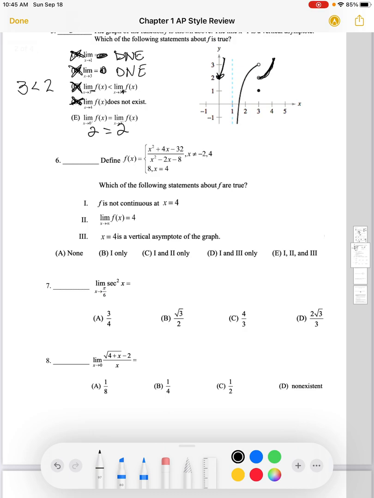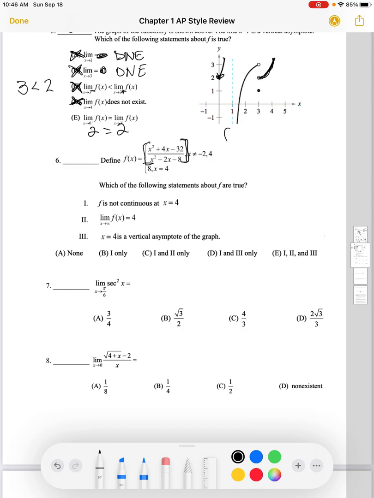All right, number 6, we have another piecewise function. Which of the following statements is true? So it says that f of x is not continuous at 4. All right, so we have this function here, and we really need to figure out what's going on at 4. So let's just take 4 and plug it into this rational function, because then we can start to figure out what is happening at 4 to help us decide if it's continuous or not.